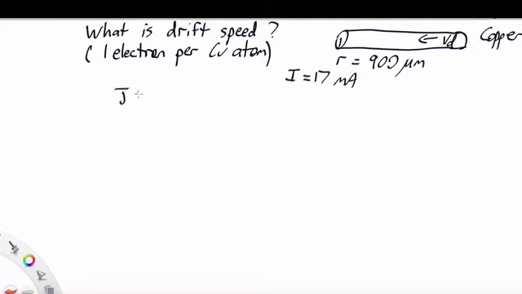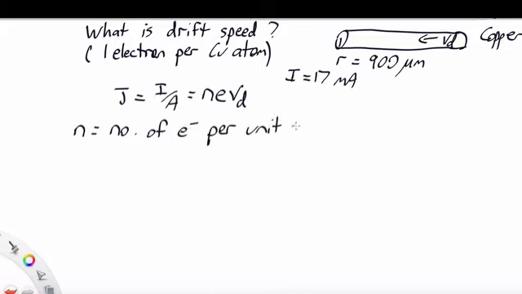Now, what we know is that current density, which is current per unit area, is nE times the drift velocity. So current we know, area we can easily work out. We know the charge on an electron, and drift velocity is what we need. So really the thing we're going to start by finding is n, which is the number of electrons per unit of volume. And we're assuming 1 electron per atom, so we're also saying that that is the number of atoms per unit of volume.